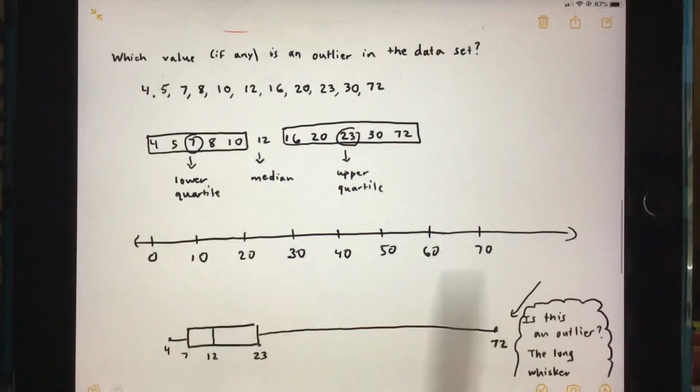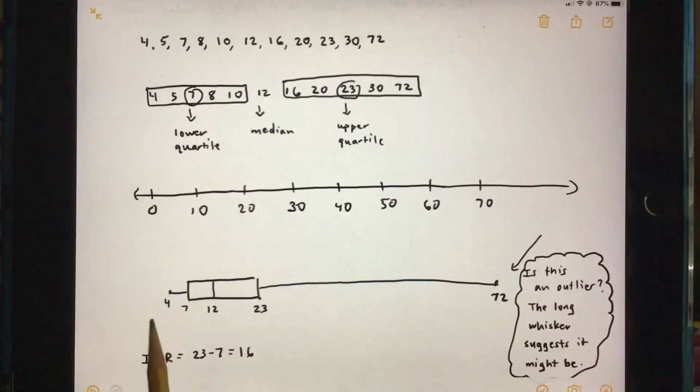All right, so I'm setting up my number line here, and here is my least value, 4. My lower quartile is 7. My median is 12, my upper quartile is 23, and my greatest value is 72. All right, so looking at this, we can ask, is it possible we have an outlier? If the whiskers seem longer than the box, we're going to suspect there might be an outlier. And this whisker looks way longer, so we're suspecting this might be an outlier. Down here, the 4 definitely wouldn't be an outlier because this whisker is not as long as the box itself. So no outliers down here.